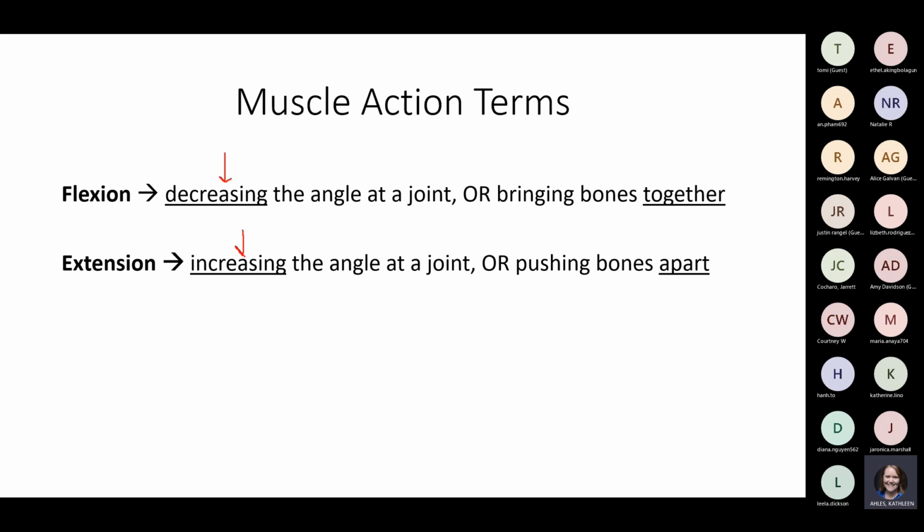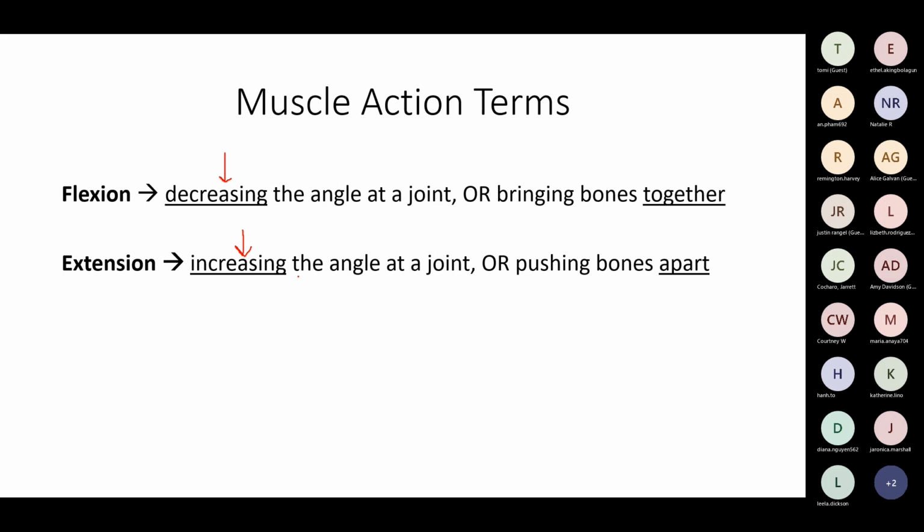And when we do extension, we're technically increasing the angle at the joint. Or again, an easier way to think about this might be that we're pushing our bones apart. So any movement that moves two bones away from each other at the joint, we'd call that extension. Any movement that brings the bones together at a joint would be considered flexion. So many of the movements we're predicting today are just flexion or extension. Are we bringing things closer together or farther apart?